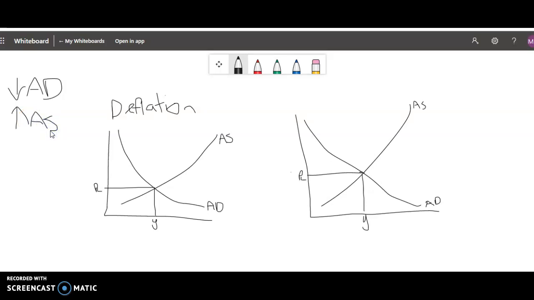Now, there is no actual name for this. Like cost push inflation and demand pull inflation, there isn't a name for this in terms of deflation. Maybe you could study economics a bit more and make up a name for it. Yeah, there's a challenge.